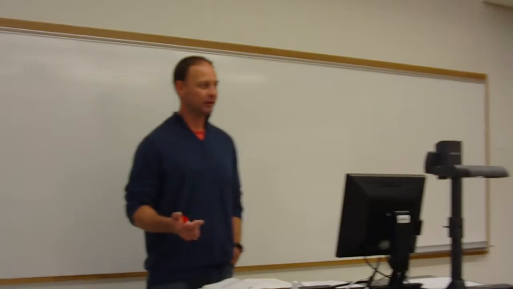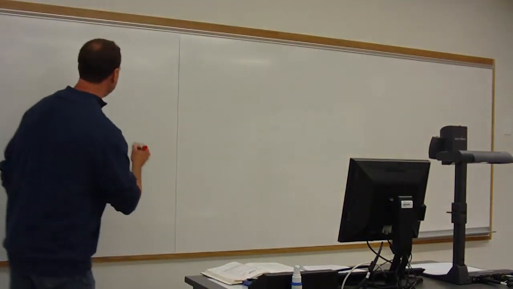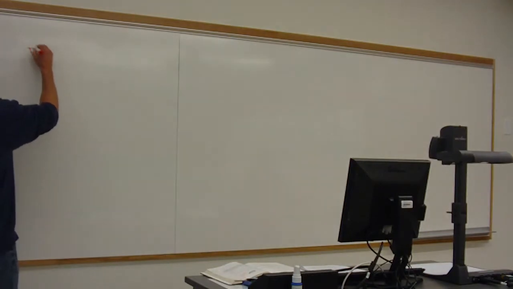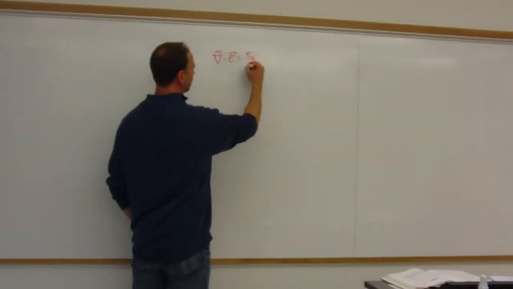Okay. And what do I mean by electrodynamics? Moving through, so there's a time dependency. Time is not zero. Electrostatics, it's just, there's no time dependence. So let's do this. Divergence of E equals rho free over epsilon naught.